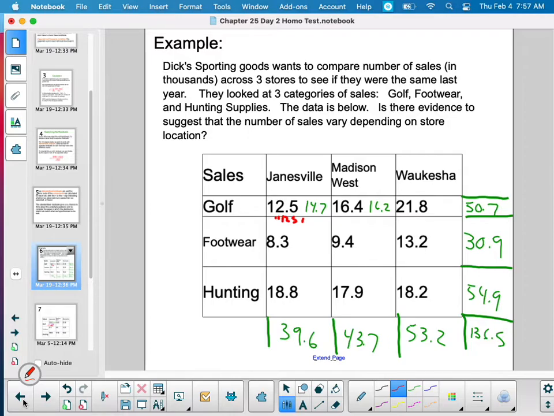So Ellie, Waukesha Golf. Allie can take Janesville Footwear. Abby, Madison West Footwear. Grant, Waukesha Footwear. Nick F, Janesville Hunting. Nick N, West Hunting. And Taylor, you get Waukesha Hunting. So calculate your residual: row total times column total, divided by grand total. And then tell me what you're doing, because I don't remember who I gave what.